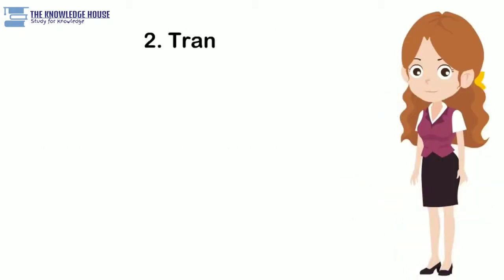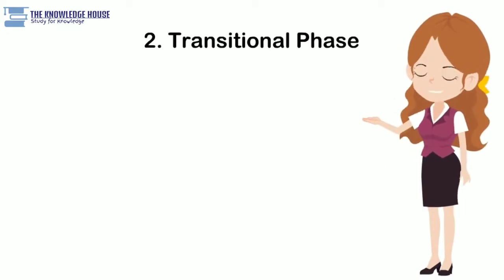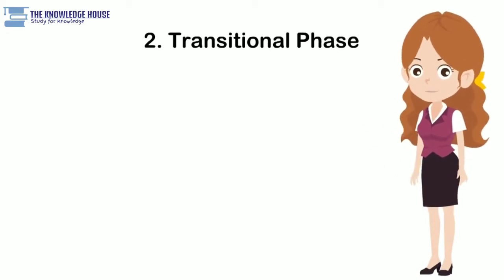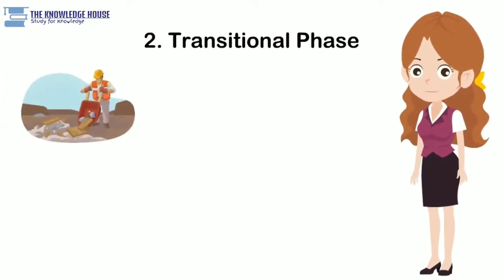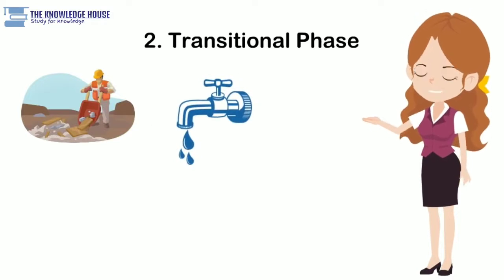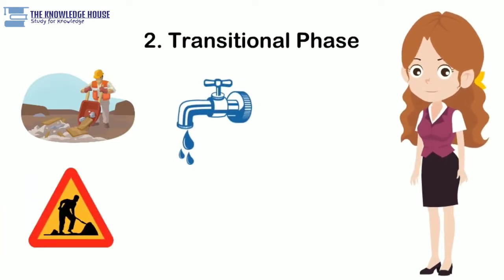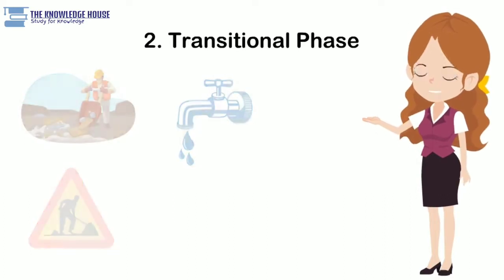2. Transitional phase. Rehabilitation work is started in this phase after the subsidence of any type of disaster. It includes clearing of debris, restoring water supply, repairing roads, etc., so that it will help to bring normalcy in public life. Rehabilitation of the victims is an important aspect of this phase.